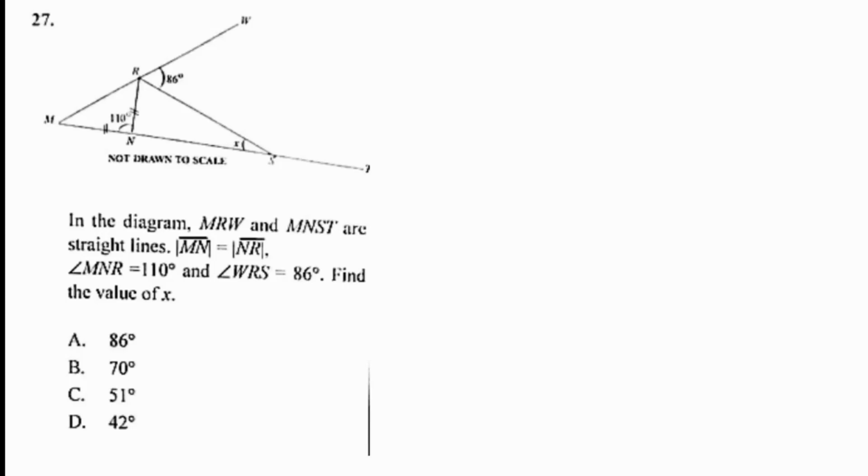Today in my study room, we are solving question 27 of WASSCE 2022 core or general mathematics paper. And it reads, in the diagram, MRW and MNST are straight lines. Line segment MN equals line segment NR. Angle MNR equals 110 degrees and angle WRS equals 86 degrees. Find the value of x.